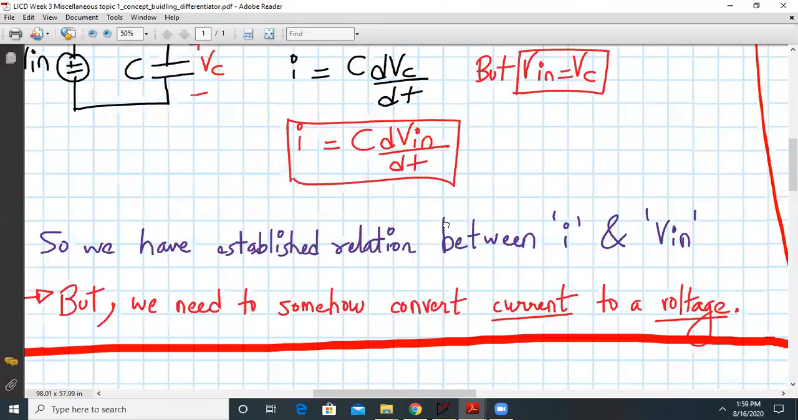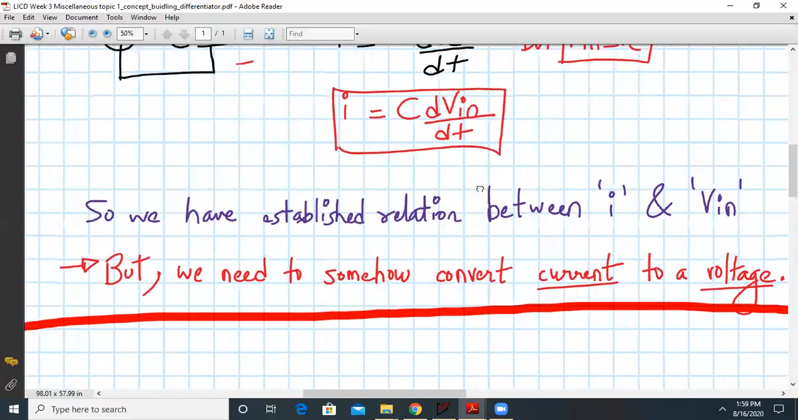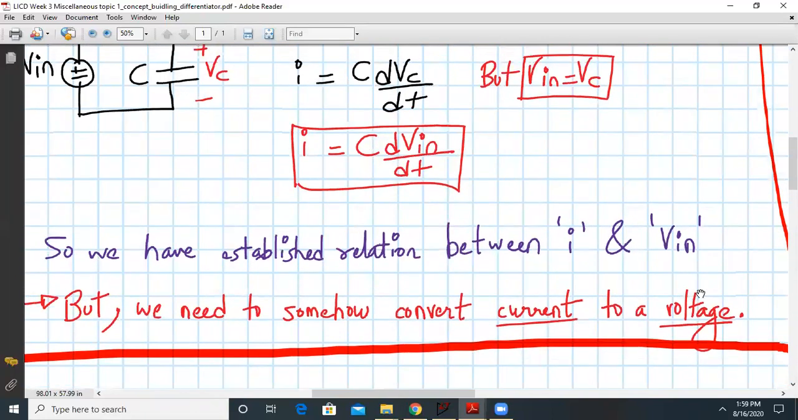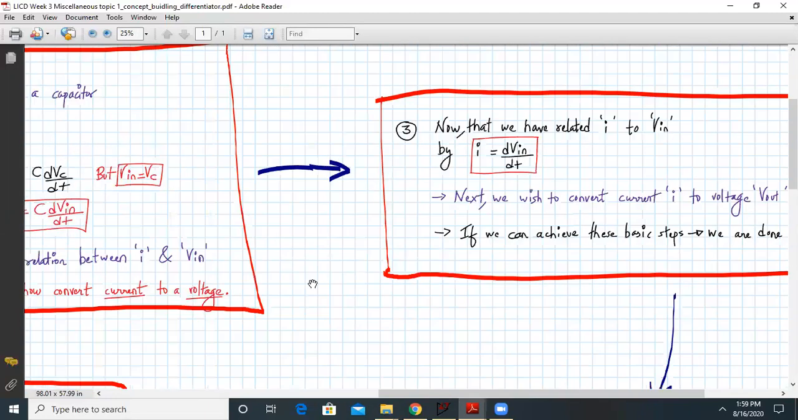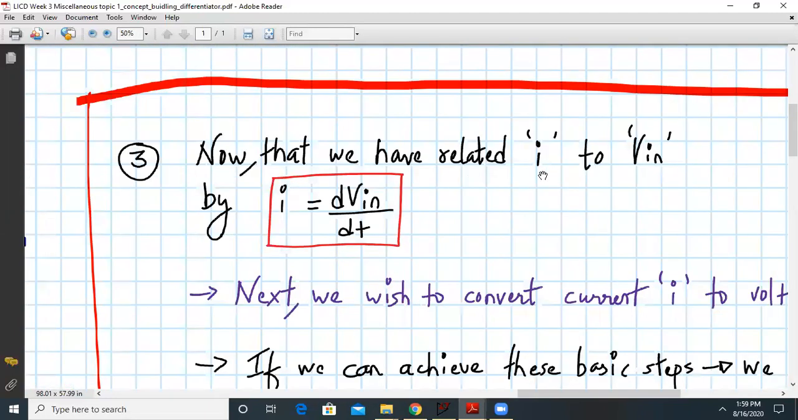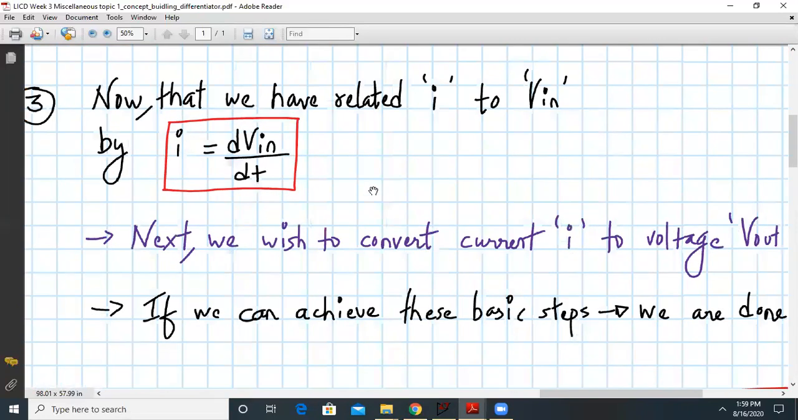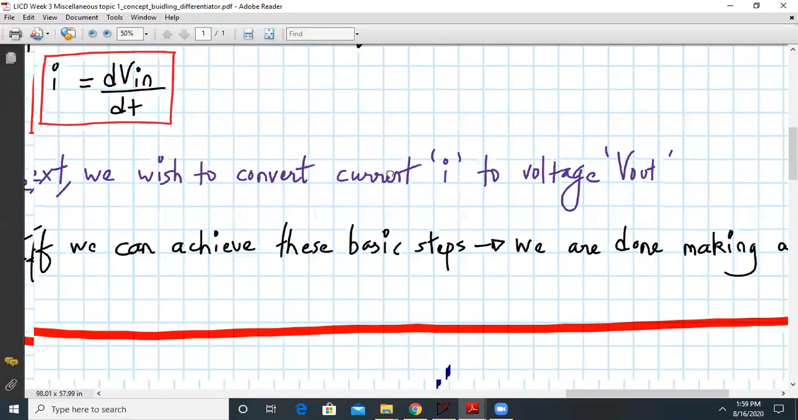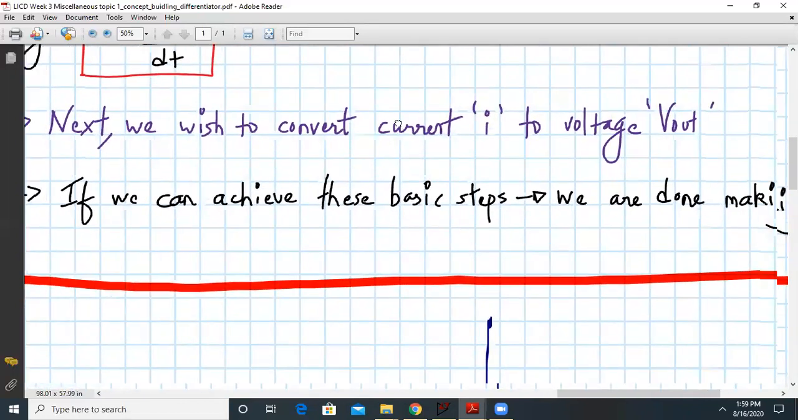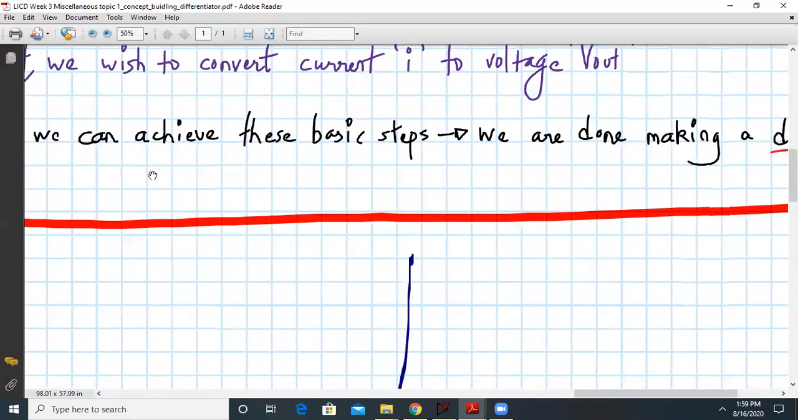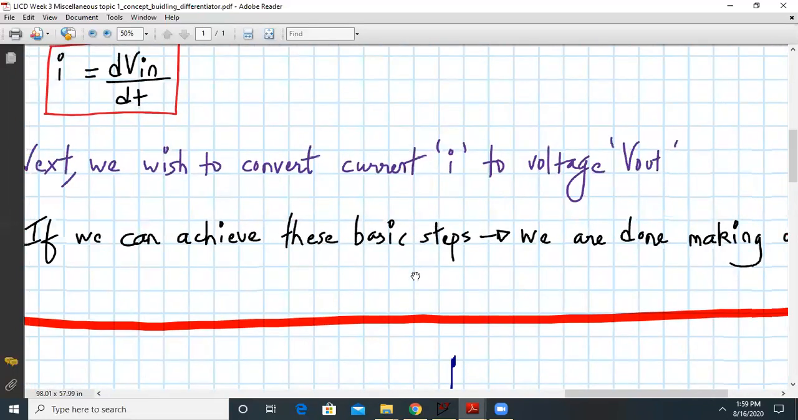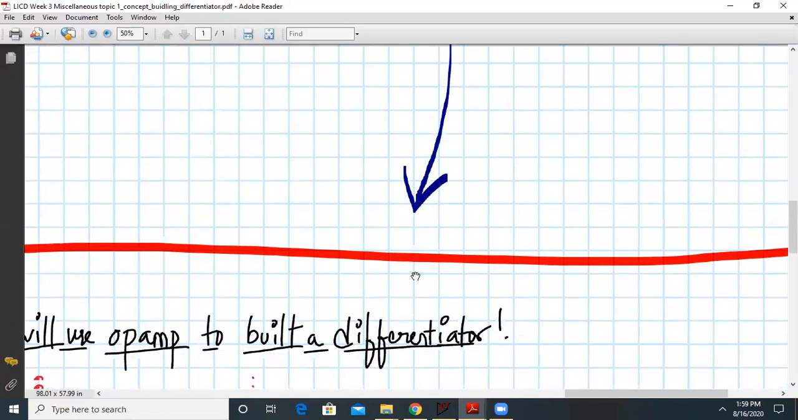So we have established a relation between the current I and Vin, but we want to somehow convert this current into a voltage because we want the output to be equal to dVin by dt. That's what we want. So we have started with relating I to Vin by I is equal to C dVin by dt. Next, we wish to convert this current into a voltage Vout. We can achieve this by these two basic steps, and then we have made a differentiator.